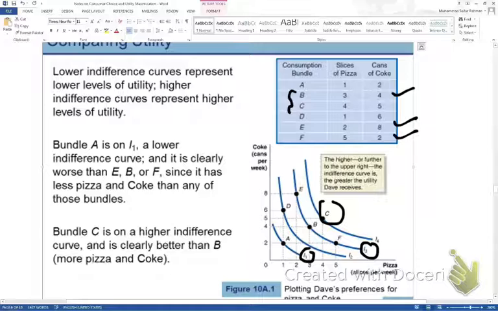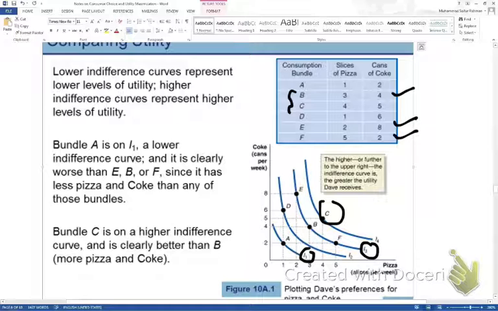Okay, now let's look at D, right? D probably is better than A because D offers more Coke. D probably is worse than E, right? Because E offers more of both goods. So if E is on I3, D has to be on a lower indifference curve. Let's call that I2. D therefore will be at an indifference curve higher than I1 and lower than I3.